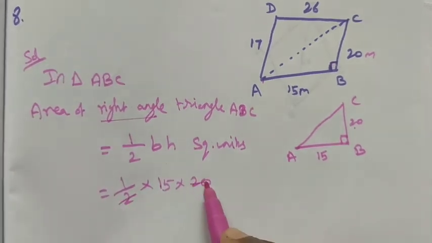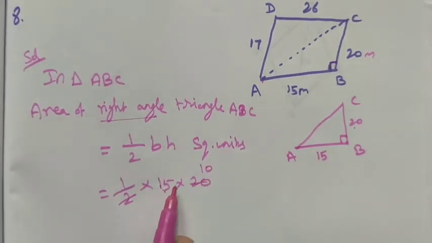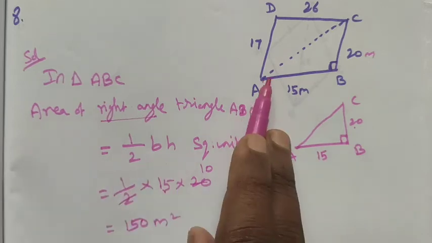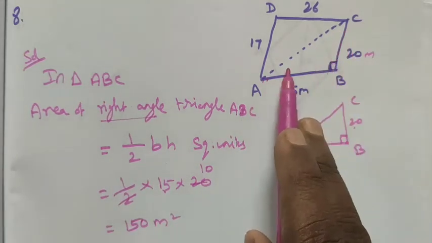So 2 ones are 2, 2 tens are 20. So 15 into 10 is 150. Here meter is given, so 150 meter square is the area of the triangle ABC. This portion we have found out.